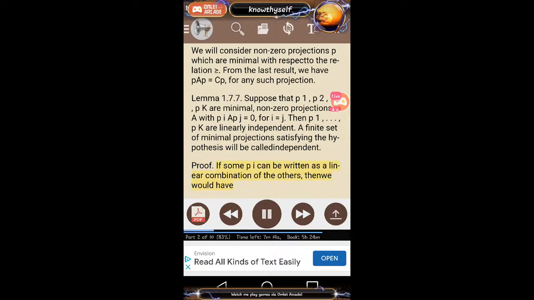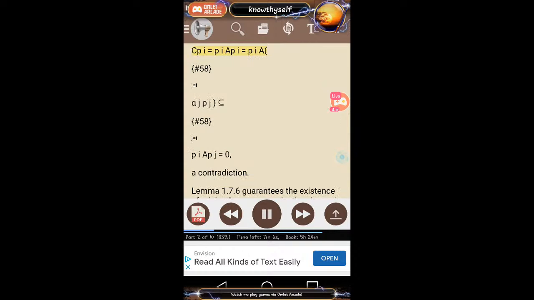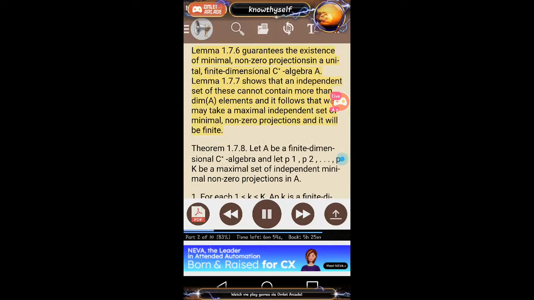Proof. If some p_i can be written as a linear combination of the others, then we would have Cp_i equals p_i A p_i equals p_i A, the sum over j not equal to i of alpha_j p_j, which equals the sum over j not equal to i of alpha_j p_i p_j, which equals 0. A contradiction.